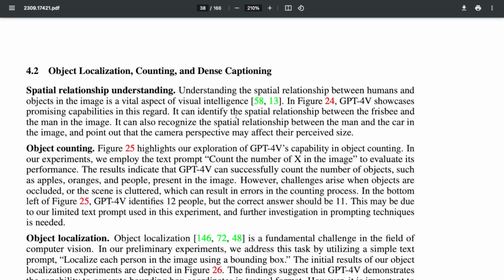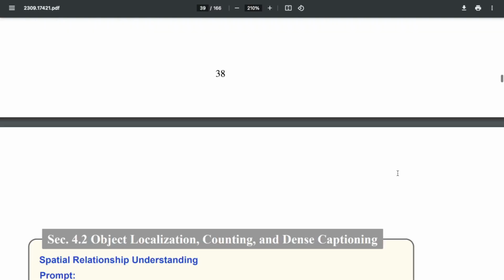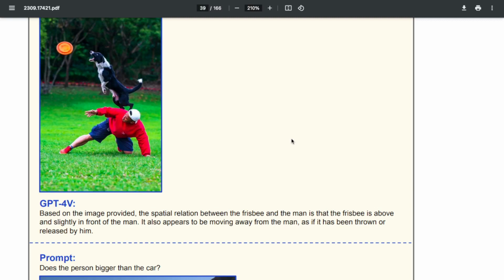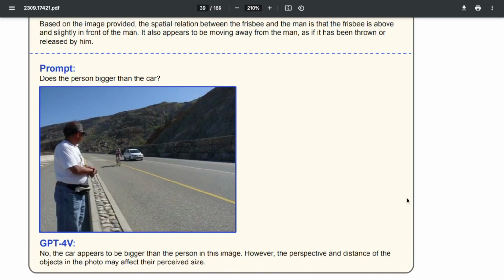The next example is object localization, counting, and dense captioning. We're just going straight to the examples. Spatial relationship understanding. What is the spatial relationship between the frisbee and the man? Let's see how GPT-4V does. Based on the image provided, the spatial relation between the frisbee and the man is that the frisbee is above and slightly in front of the man. It also appears to be moving away from the man, as if it has been thrown or released by him. I would say this is a good description as well.